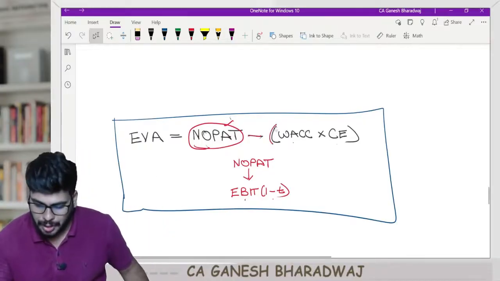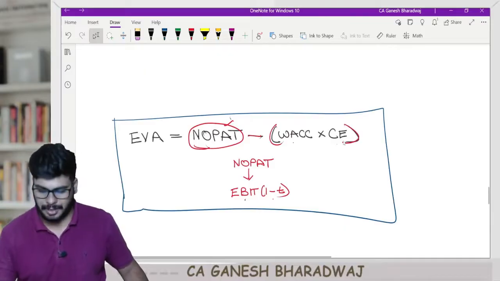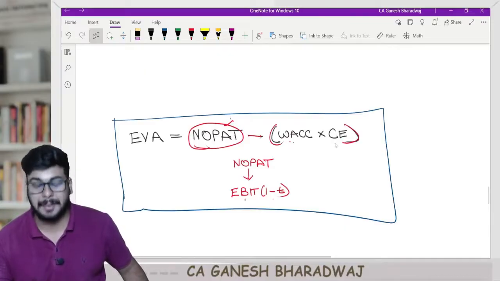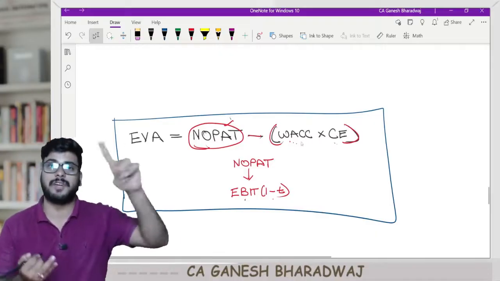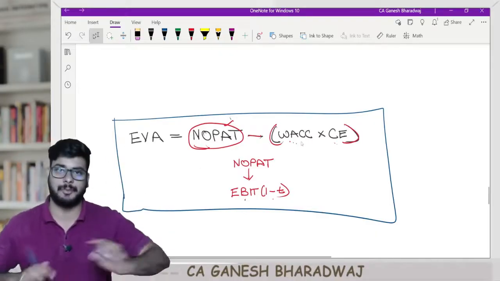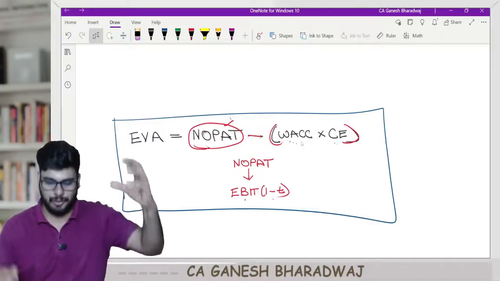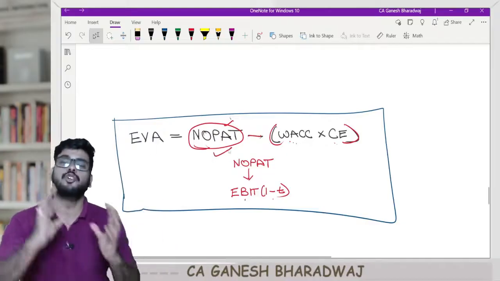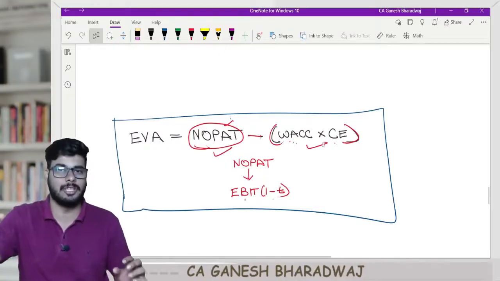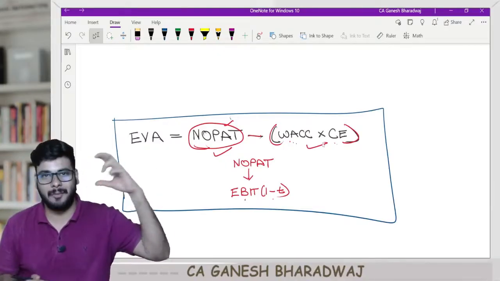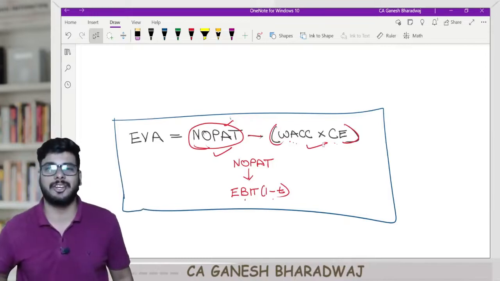From that, you reduce the cost of all the sources of finance, that is weighted average cost of capital into capital employed. Basically, this will cover your cost of debt, cost of equity, and if there is preference, cost of preference, everything. So now clearly, this is the amount you have for all the sources of finance minus the cost incurred with all the sources of finance. So how much extra amount you have? That is called economic value added.